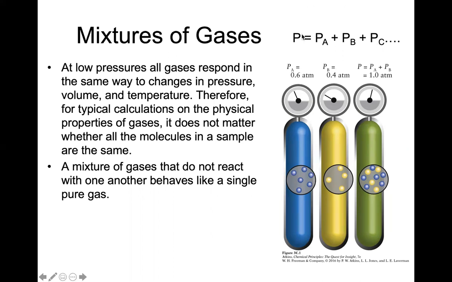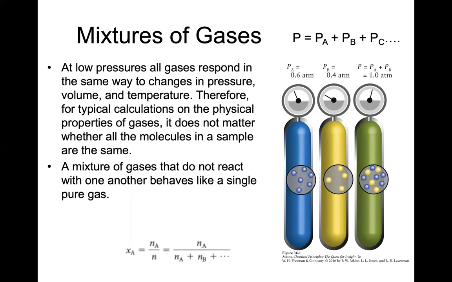This designation here, P, is showing the overall pressure. P with the subscript A, B, or C or D, you can have as many as you want. Those are all called the partial pressures. The partial pressure of A was 0.6. The partial pressure of B is 0.4, because when they're combined, they equal a total of 1 atmosphere, and it's just within those same proportions.